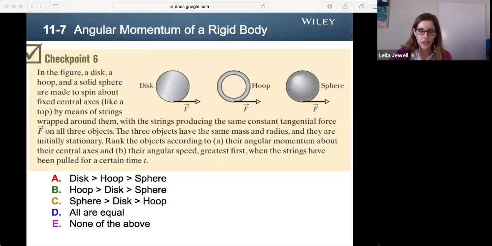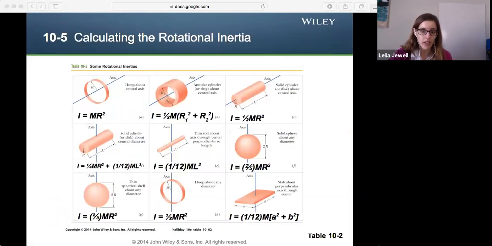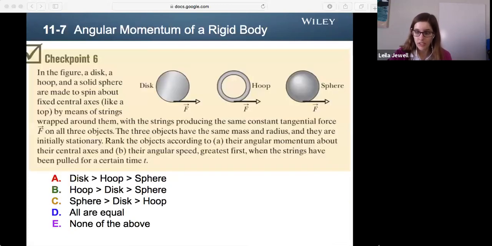So I want you to think about this for each of them. And if it helps you, I threw in this slide from chapter 10 on calculating the rotational inertia. This is table 10-2, some rotational inertias for different objects. So you're welcome to take a look at that. You can pause your screen here if you want to look, or you can go back to the original problem statement and pause there. Either way, go ahead and make sure to hit pause. Okay, I'm trusting you did that.